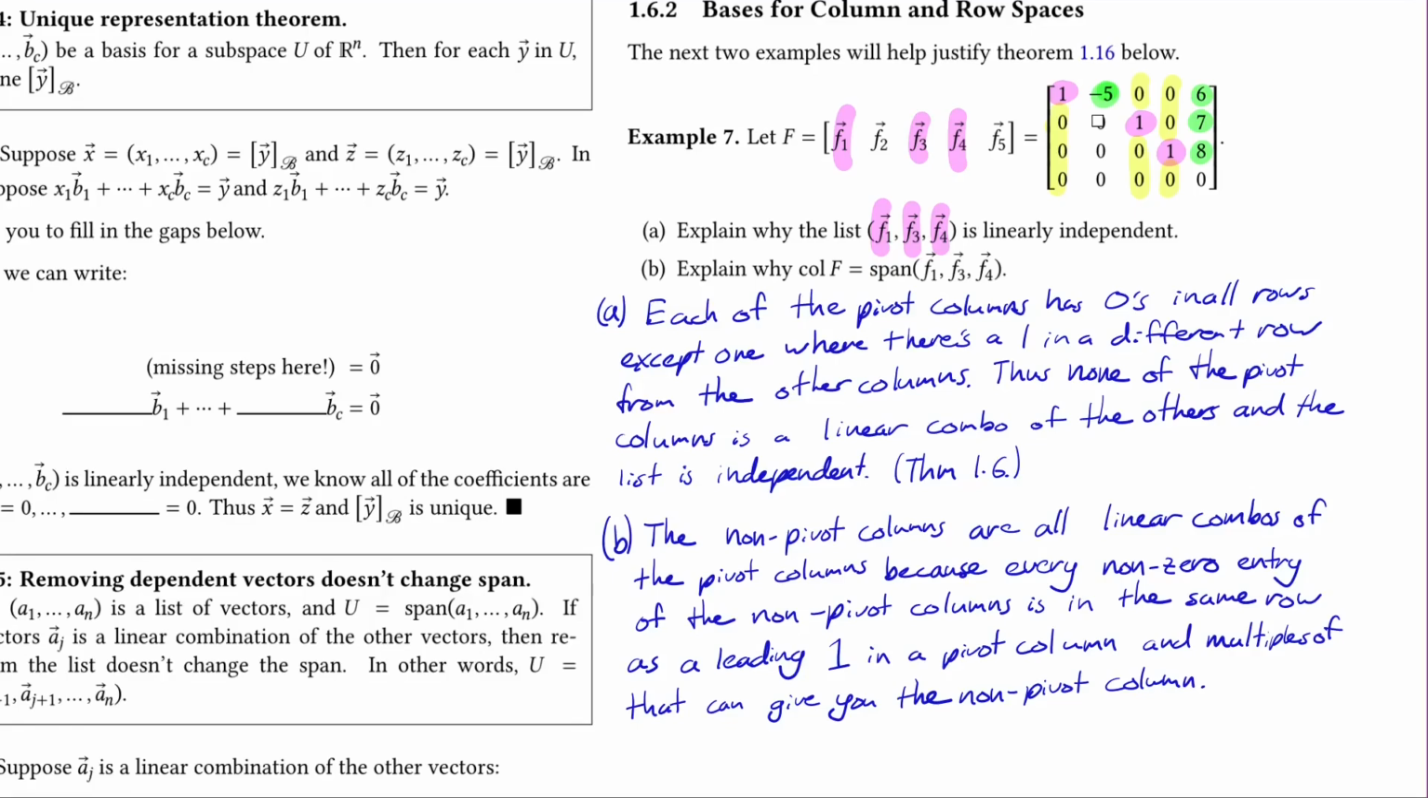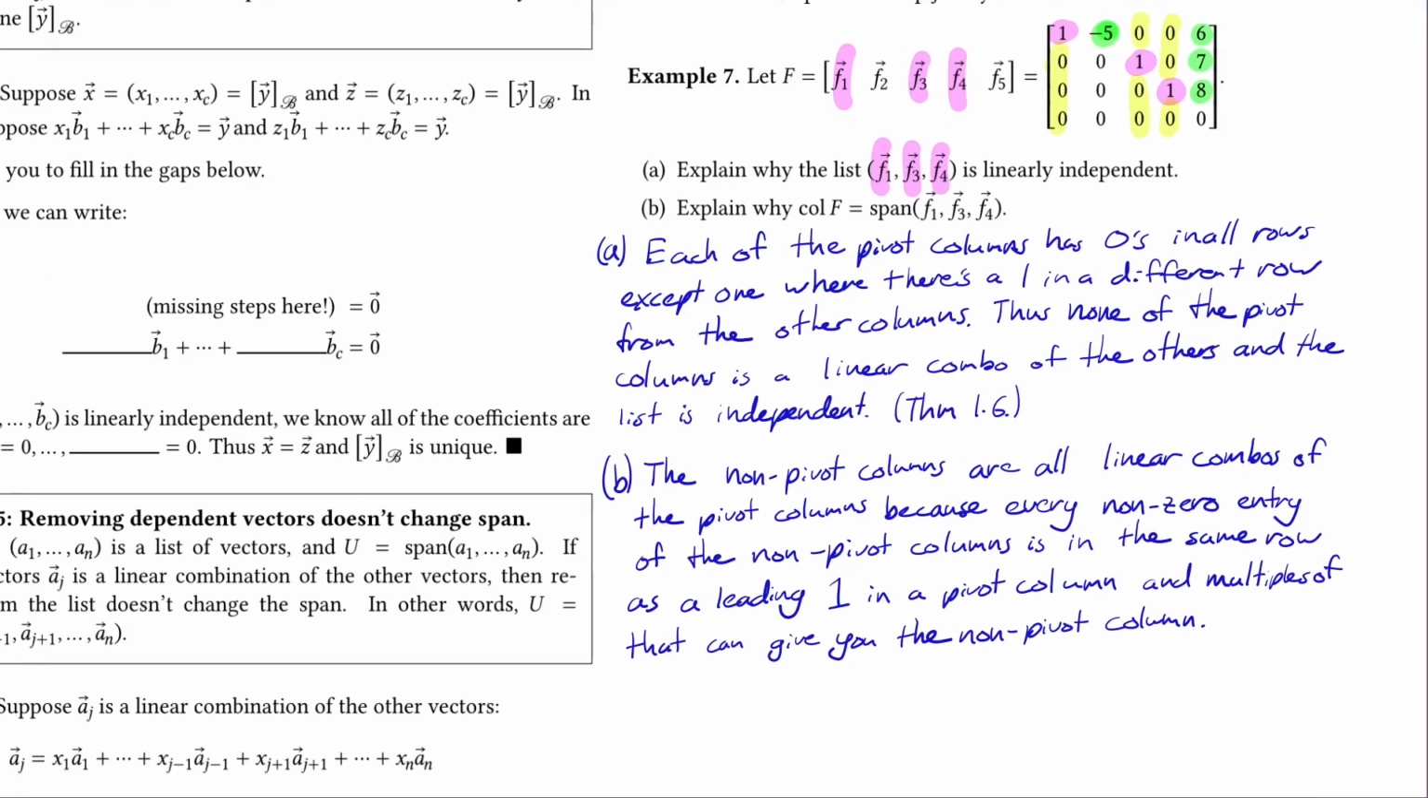And you can get this 6 by doing 6 times this column with just a 1 and a bunch of other zeros. And so you could do 6 times column 1 plus 7 times column 2 plus 8 times column 3 and add those together, and you can get all the non-zero entries that are in non-pivot columns, like so. So that's why, in general, the non-pivot columns of any reduced row echelon matrix can all be written as linear combinations of the pivot columns.